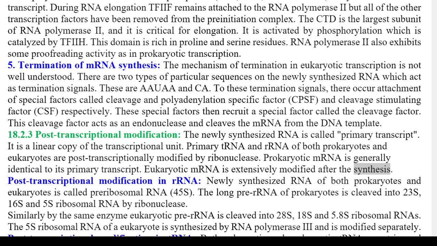Post-transcriptional modification in rRNA. Newly synthesized RNA of both prokaryotes and eukaryotes is called pre-ribosomal RNA, 45S. The long pre-rRNA of prokaryotes is cleaved into 23S, 16S and 5S ribosomal RNA by ribonuclease. Similarly, by the same enzyme, eukaryotic pre-rRNA is cleaved into 28S, 18S and 5.8S ribosomal RNAs. The 5S ribosomal RNA of a eukaryote is synthesized by RNA polymerase III and is modified separately.